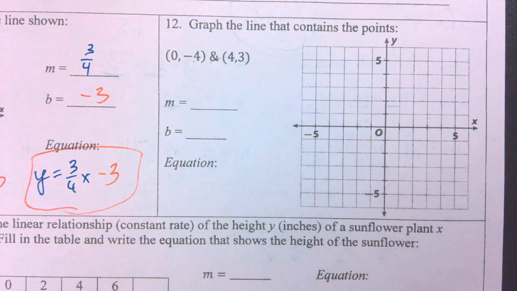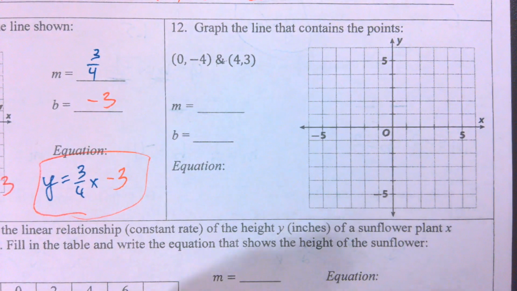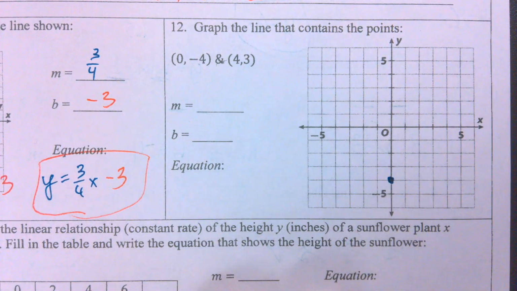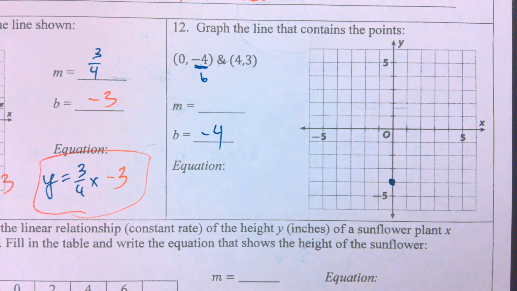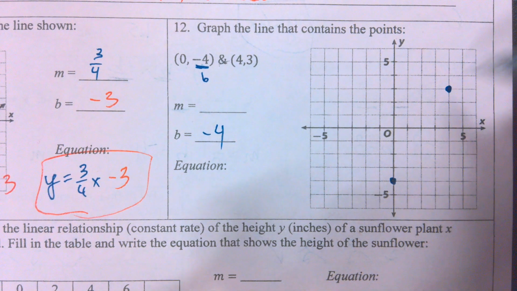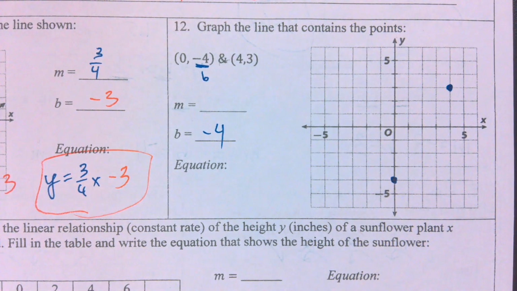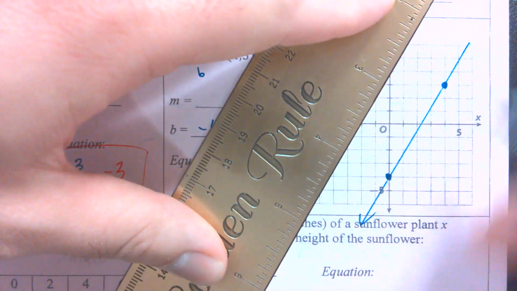Number 12, we got to do a little bit more work with this graph here. First things first, we got to plot these points. 0, -4 right there. Right away, we know that B is -4 because that's on the y-axis. And then we've got 4, 3 right there. You can connect those points to make a line.